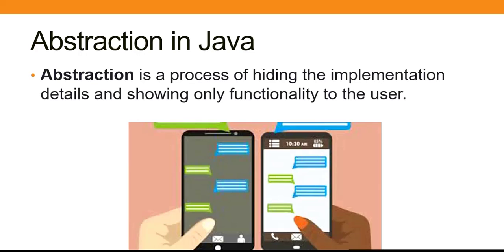Let us learn about abstraction in Java. So abstraction is one of the object-oriented concepts as we have discussed in the first session. So what is abstraction? Abstraction is a process of hiding the implementation details and showing only functionality to the user.